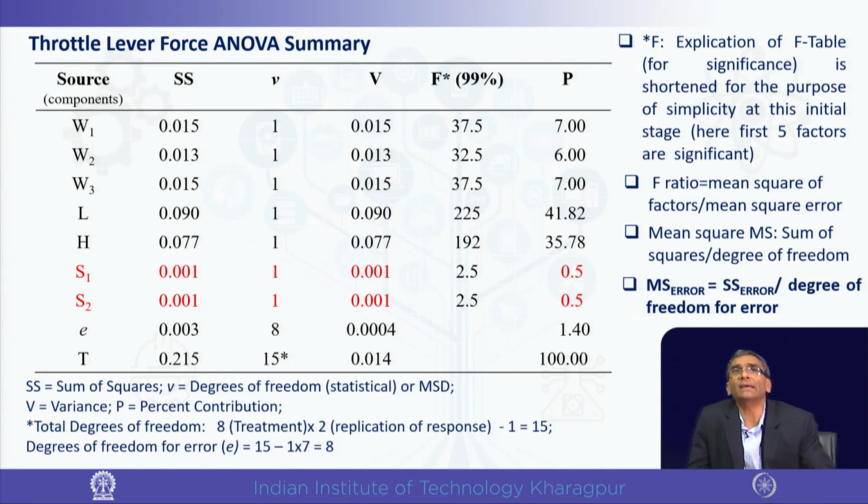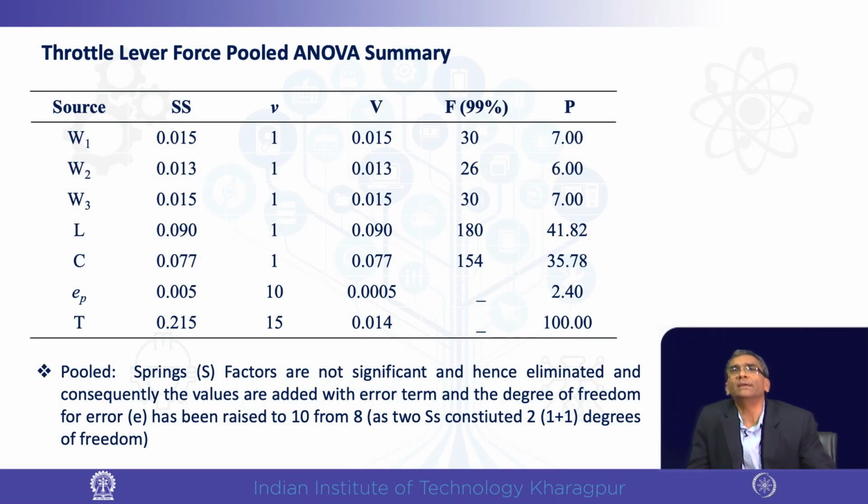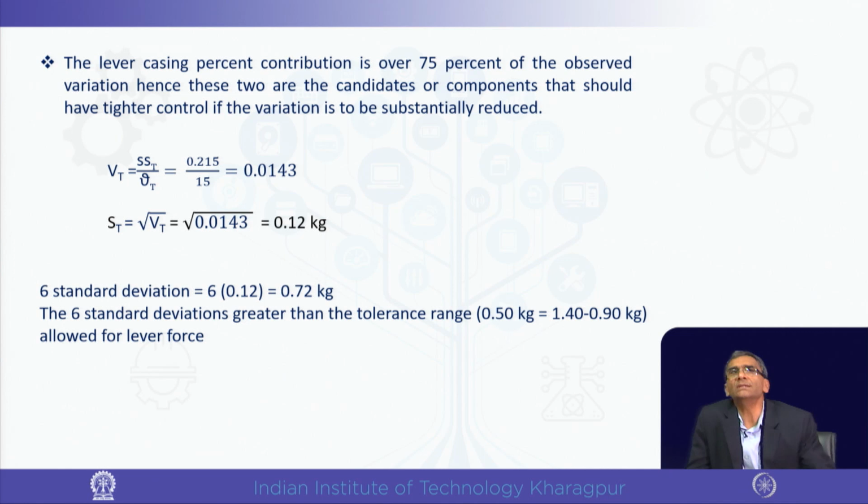So, here the error degrees of freedom becomes 10 if we add these two red ones, 1 and 1, and the total also gets added, and so we are removing the spring aspect, and we come to this new table. Here we recalculate and find that the error, by combination, has gone up from 1.4 to 2.4, but we are now better focused with the dimensions, because the springs are merged with the error term. Here the equation is that the variance is the sum of squares total by degrees of freedom total, and all these values are known to you already, which is 0.215 divided by 15, that is 0.0143.